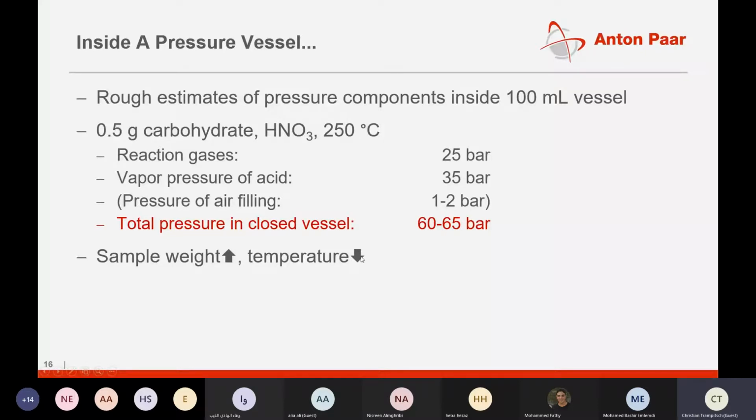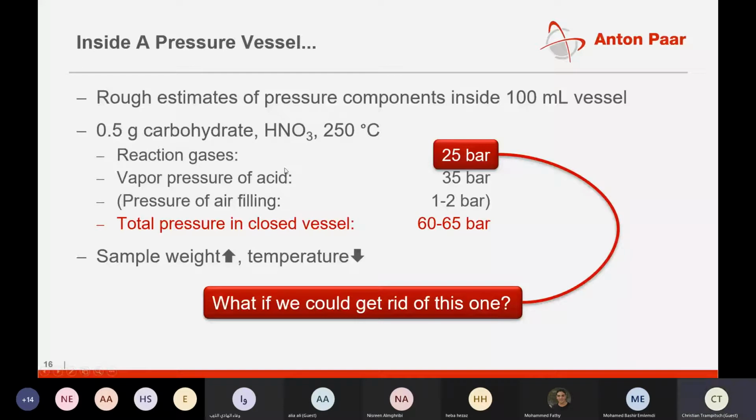If you want to apply higher temperature, we have to lower the sample weight. So this is, let's say, the range where we are moving. And then we thought, what would happen if we could get rid of the reaction gases somehow? If we could remove them, if we don't have to consider them. And this led us to the development of our smart vent vessels.